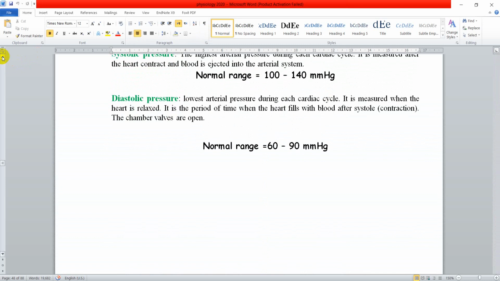الدايستolic pressure اللي هو lowest arterial pressure during each cardiac cycle, measured when the heart is relaxed. It is the period of time when the heart fills with the blood after systole or after contraction. Chamber valves are open in this period. So diastolic pressure occurs during relaxation, after complete contraction of the heart, after the pushing of blood to all arteries in the body.